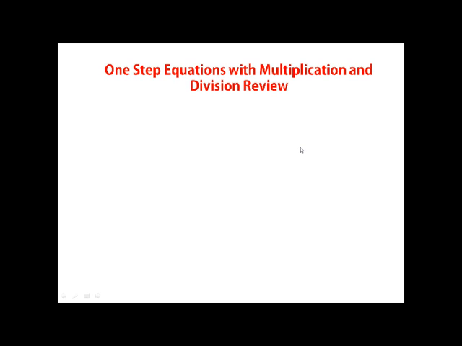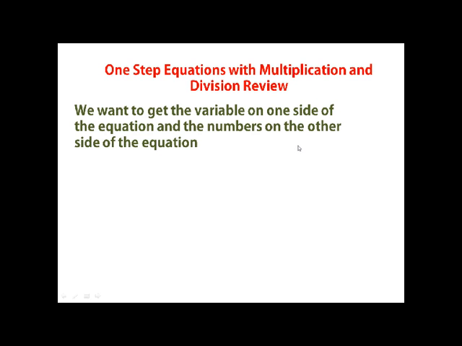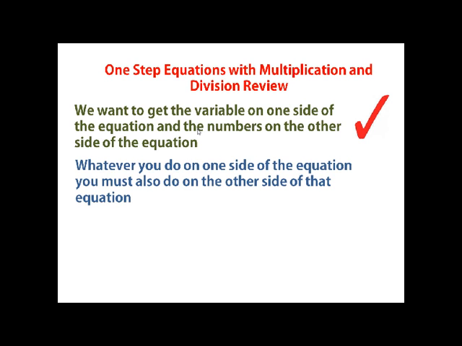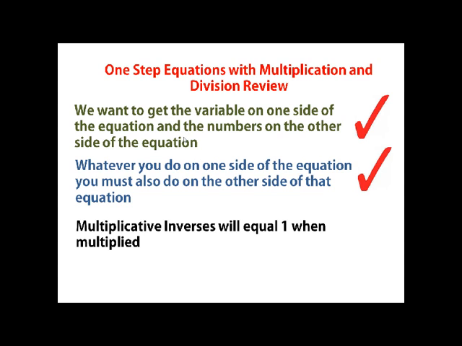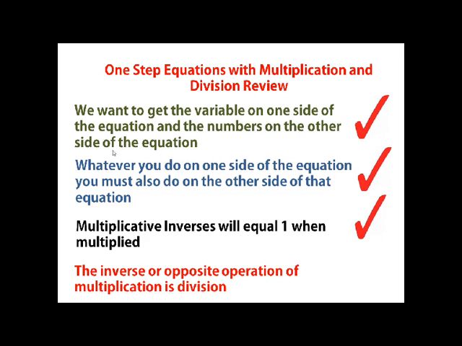Here's a little review of what we just covered. With one-step equations that use multiplication and division, you always want to get the variable on one side of the equation and the numbers on the other side of the equation, like x equals something, y equals something. And whatever you do on one side of the equation, you must also do on the other side of that equation in order to keep the equation true. And multiplicative inverses will equal 1 when they are multiplied. And the inverse operation of multiplication is division.